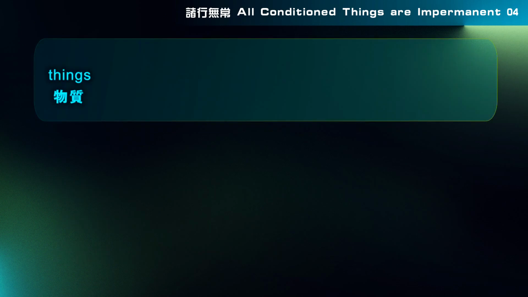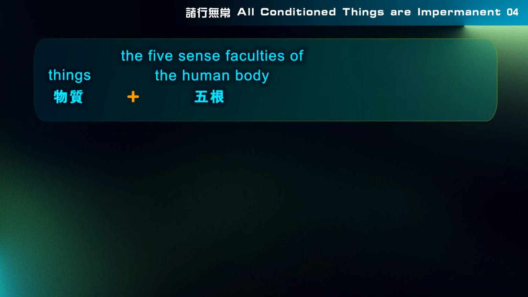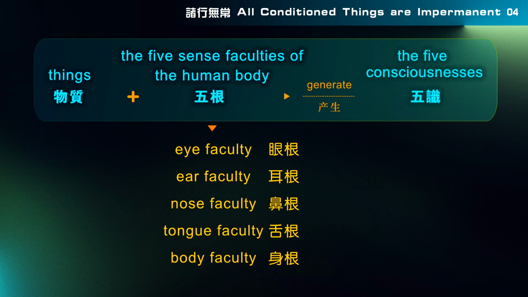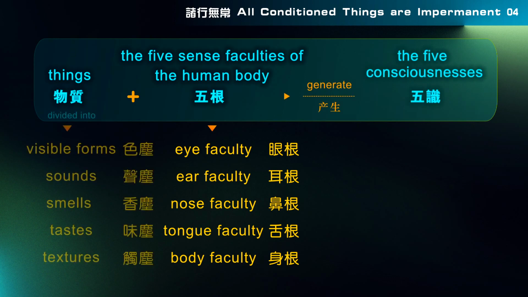When things interact with the five sense faculties of the human body, eye faculty, ear faculty, nose faculty, tongue faculty, and body faculty, to generate the five consciousnesses, things are divided into five categories: visible forms, sounds, smells, tastes, and textures.